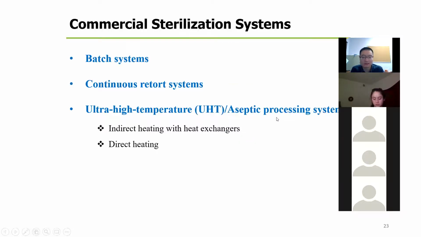So we had the food and the packaging material sterilized separately, and they are merged in the aseptic area, where we do all the packaging and filling. Okay, and the two ways to heat up foods: indirect heating using the heat exchanger, and direct heating using steam mixing.